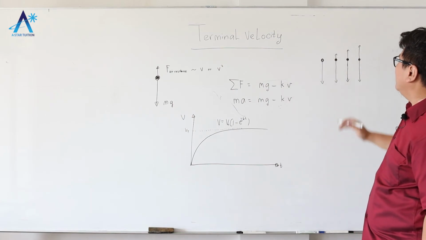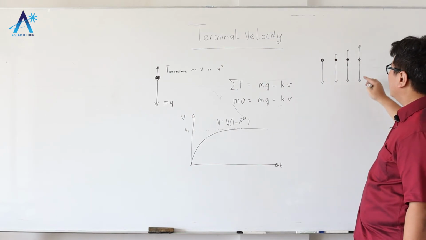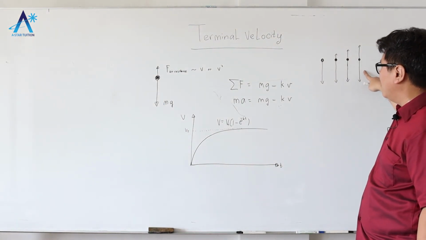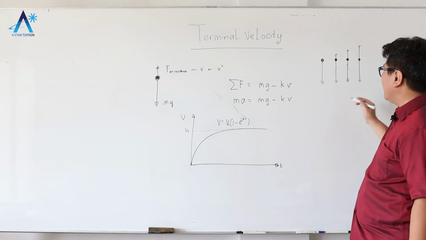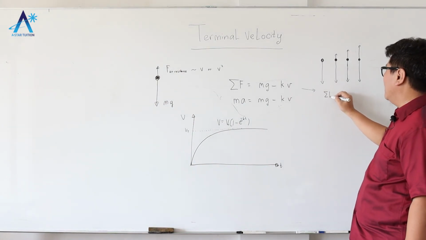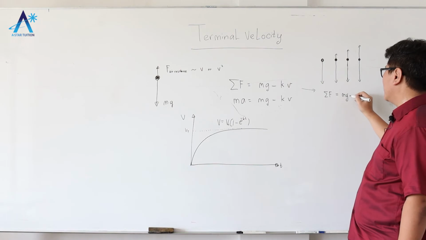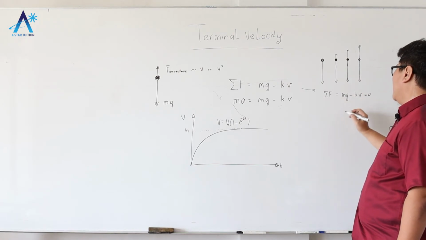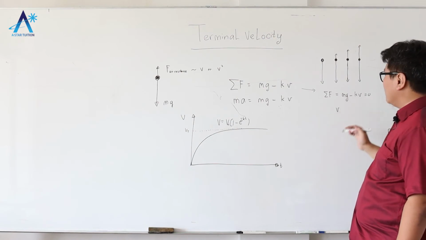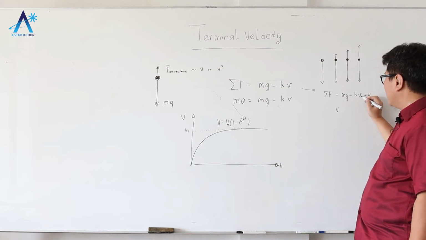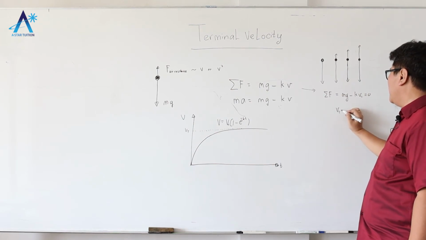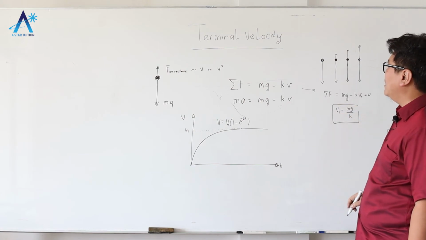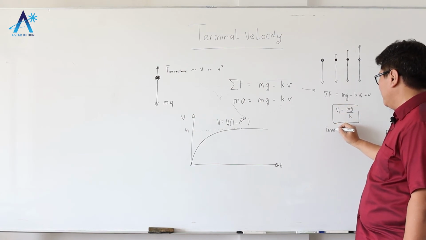Now at one moment, the value of the air resistance force will equal the weight. So when that happens, when mg minus kv is zero, the resultant force will become 0, and from there we can solve for the velocity at that moment. We name that velocity Vt, and Vt is equal to mg over k. Now this Vt here is the terminal velocity.